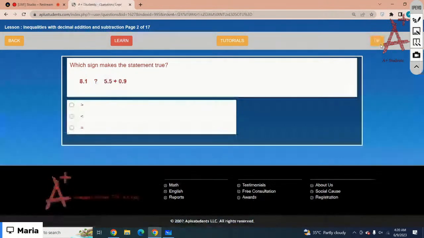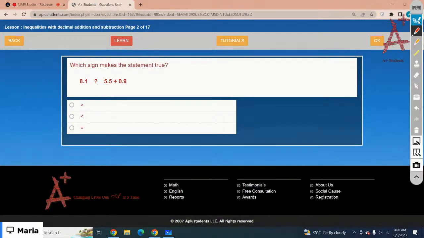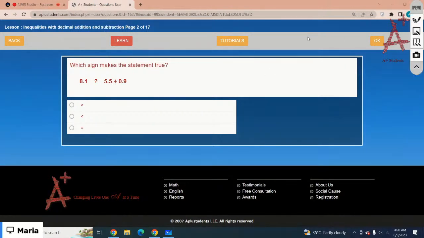Okay, the next one is which sign makes the statement true? Let's just solve the other side. Just add 0.9 and 5.5. So it would be 6.4. Now you have to compare 8.1 and 6.4. So which is the correct option? 8.1 is greater than 6.4. Got it? Correct option is greater.